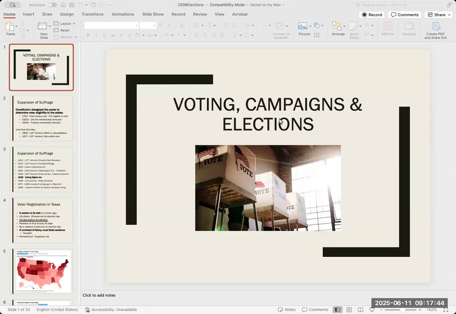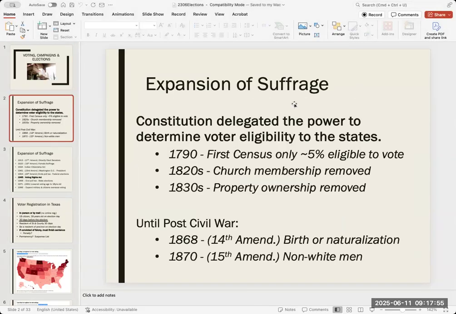Okay, this lecture will cover voting, campaigns, and elections with a focus on Texas elections, but we'll talk a little bit about the national perspective as well. Originally, the US Constitution delegated almost all power to the states to determine voter eligibility and voter registration. States still have a lot of flexibility, but we have seen increasing federal guidelines and increasing federal oversight of state elections.